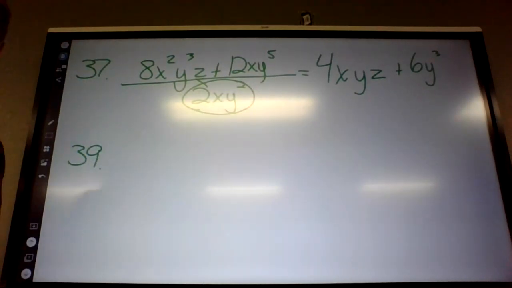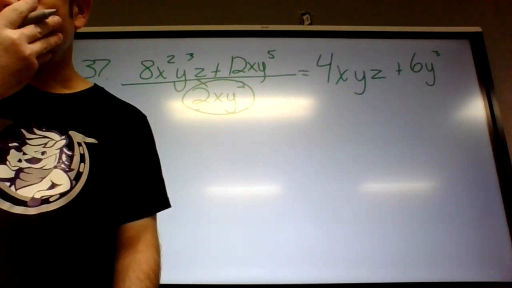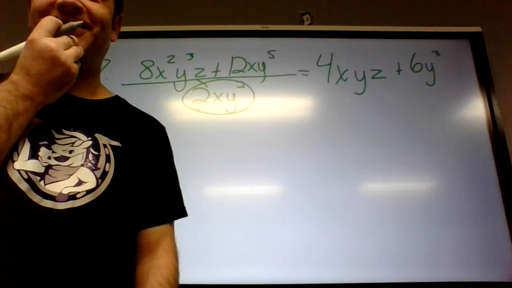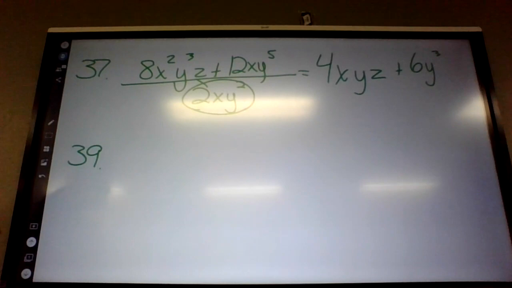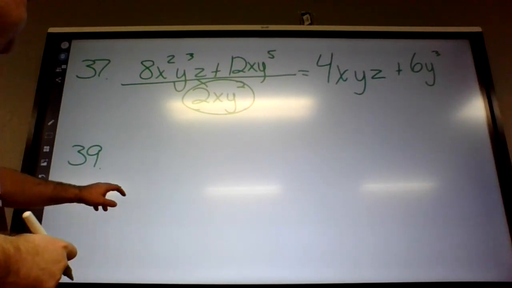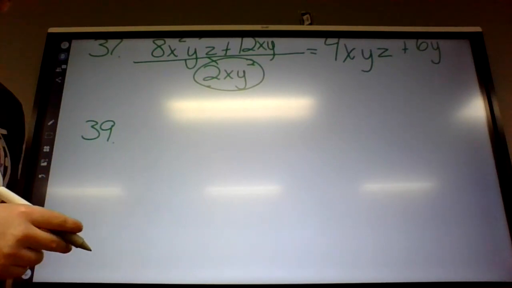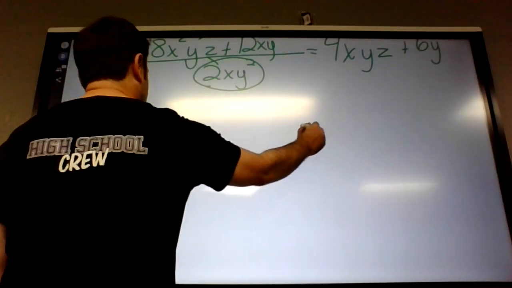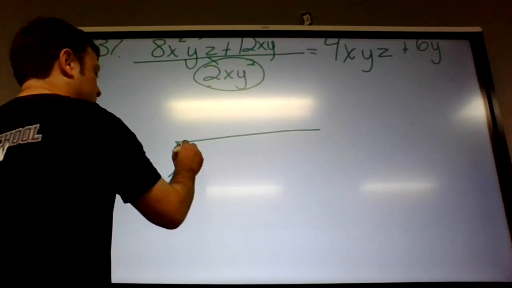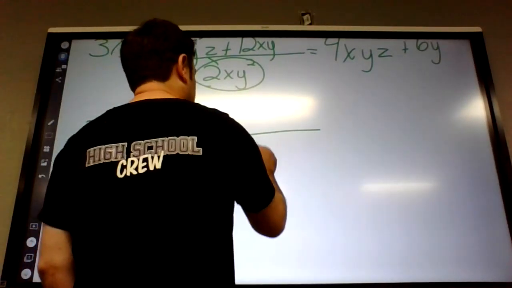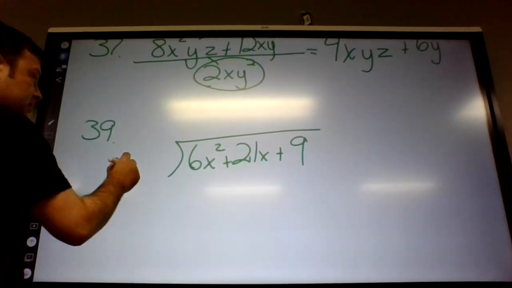Okay, 39. Okay, these are the tough ones. Excited about the opportunity, Jonathan? No. So this is long division. How can I tell? It's because we're dividing by 2 terms. So I'm going to use the long division bar. So it's 6x squared plus 21x plus 9 divided by x plus 3.